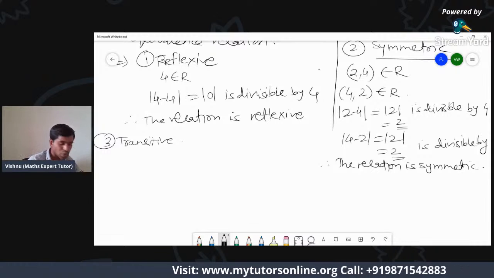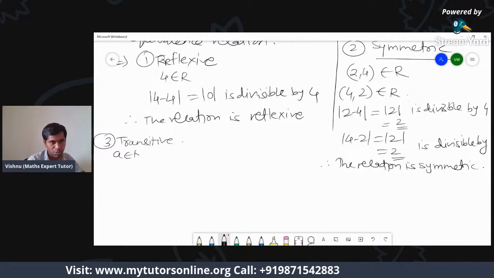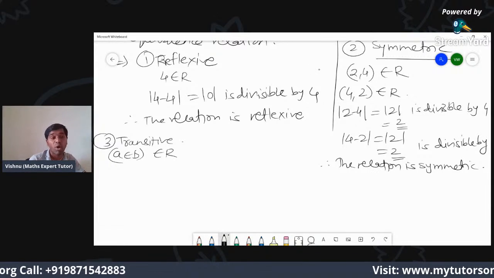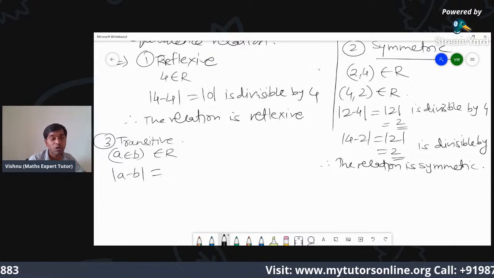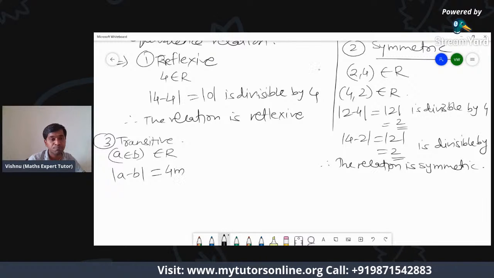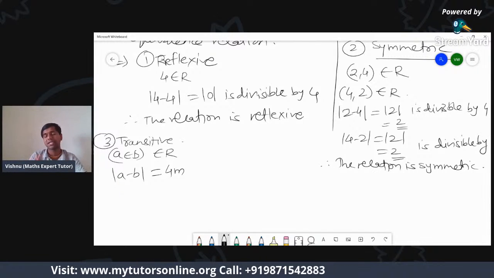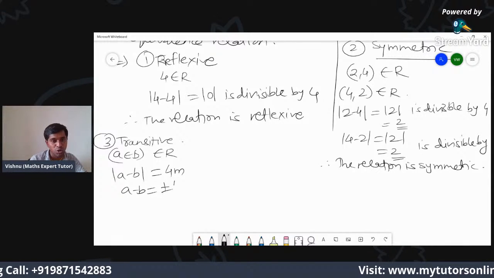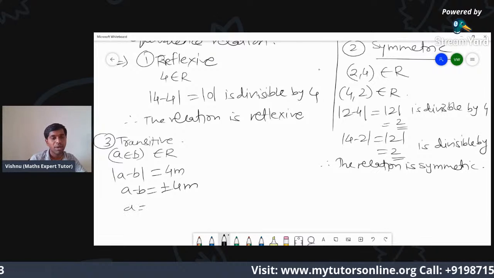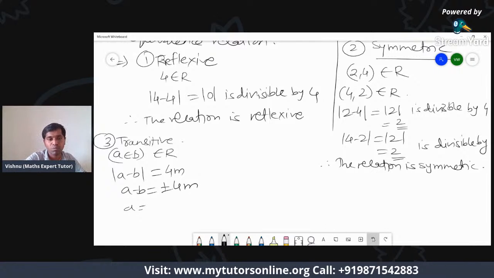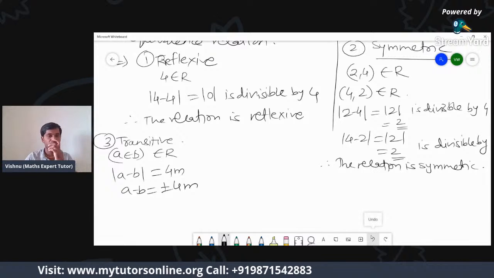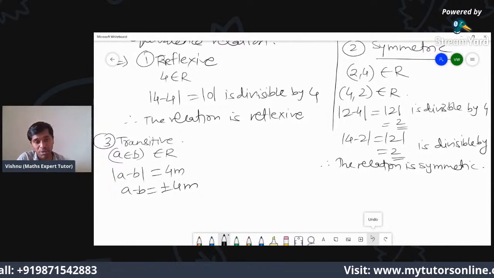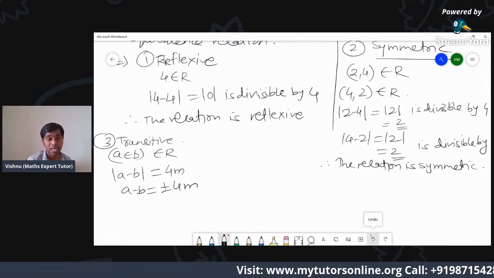Now A, B belongs to R, right? A, B belongs to R. Let's take an example. Mod of A minus B is equal to 4. Let's say a multiple of 4m. Let's assume that it is divisible by 4. So this can also be written as A minus B is equal to plus or minus 4m. So the difference has to be a multiple of 4, then only mod of A minus B can be.